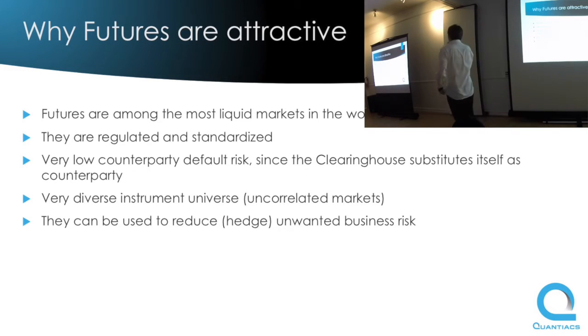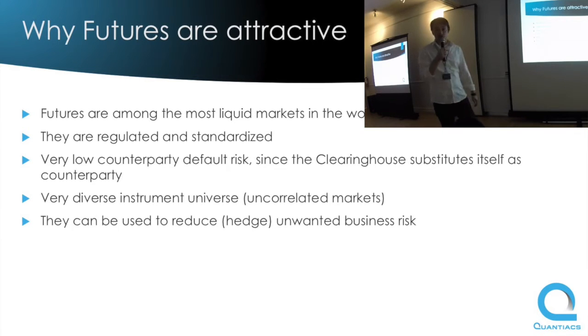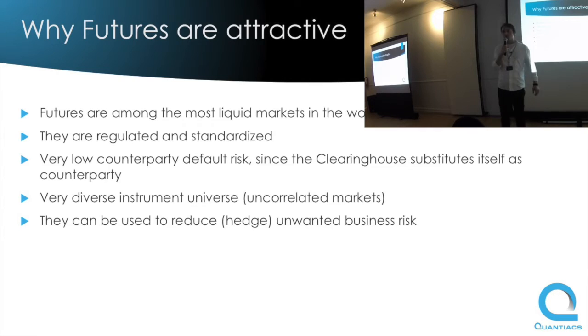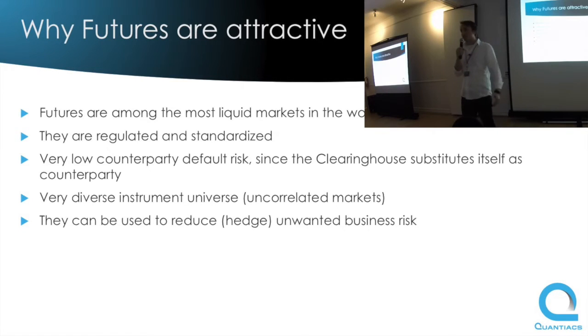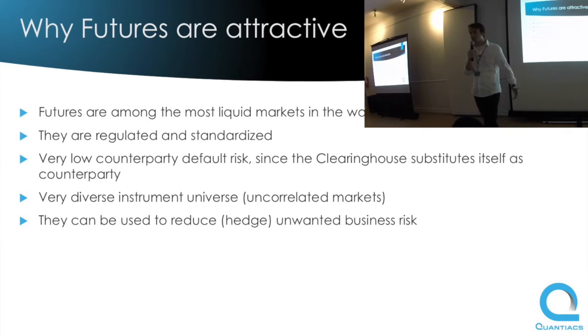And of course there is also the good property of futures that they can be used to reduce or hedge unwanted business risk. So if you run an airline, for example, you might want to know today how much you have to pay for kerosene, gasoline, crude oil, whatever, in the next year. You can do that by just buying a future contract that guarantees you the delivery of kerosene that you need to run your planes in the next year already today. So you can really hedge against unwanted business risks.